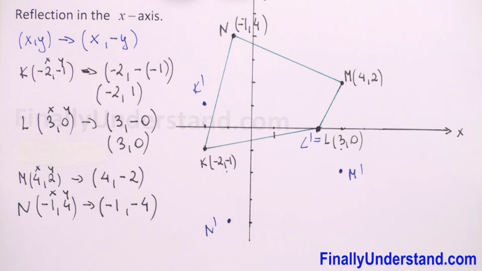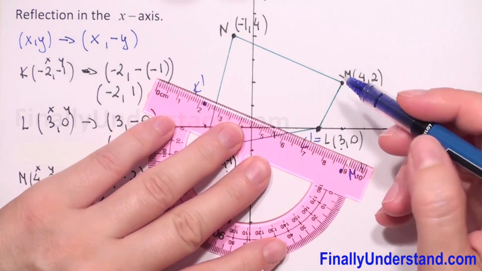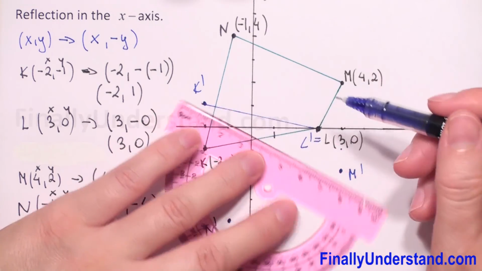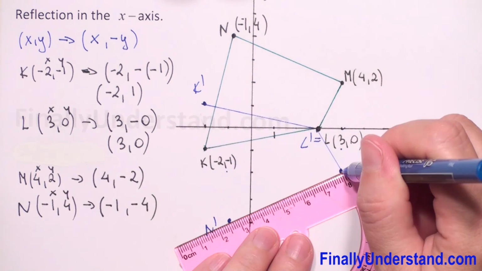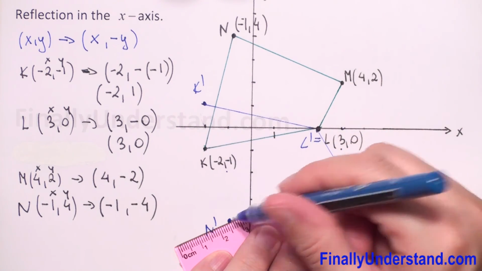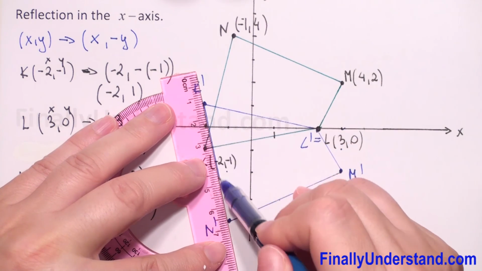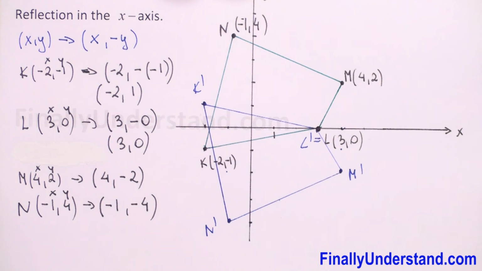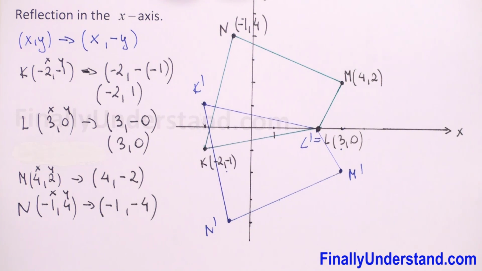So now we can connect these points and we will get a quadrilateral. This is our quadrilateral in reflection in the x-axis. So this is my solution.